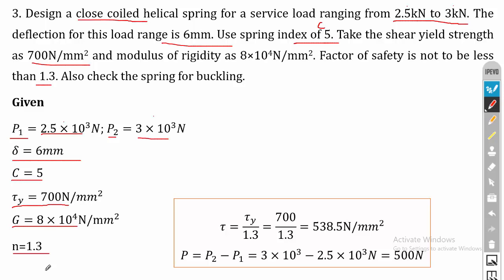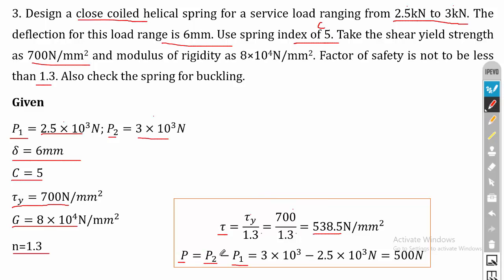In the problem, the yield shear strength is given, and also the factor of safety is given. So we can calculate the allowable shear strength, tau is equal to tau y divided by factor of safety, that is 700 divided by 1.3, and you will get 538.5 Newton per mm square. Then we have to calculate the P. P is equal to P2 minus P1. I'll tell you where to use the P2 value and where to use the P value, so be clear about it.